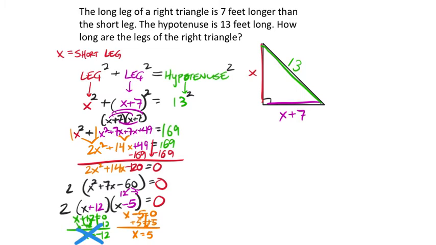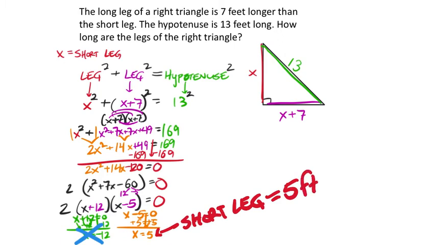Okay, so it says how long are the legs of the triangle? Well, I know the short leg is just x. So this 5 right here, that is the short leg. By the way, it's not just 5, it's 5 feet. Don't forget to label these, because on a test, I feel bad. But that's my short leg. If the short leg is 5, we know the long one is 7 more than that. So the long one would have been 5 plus 7, which is 12 feet.